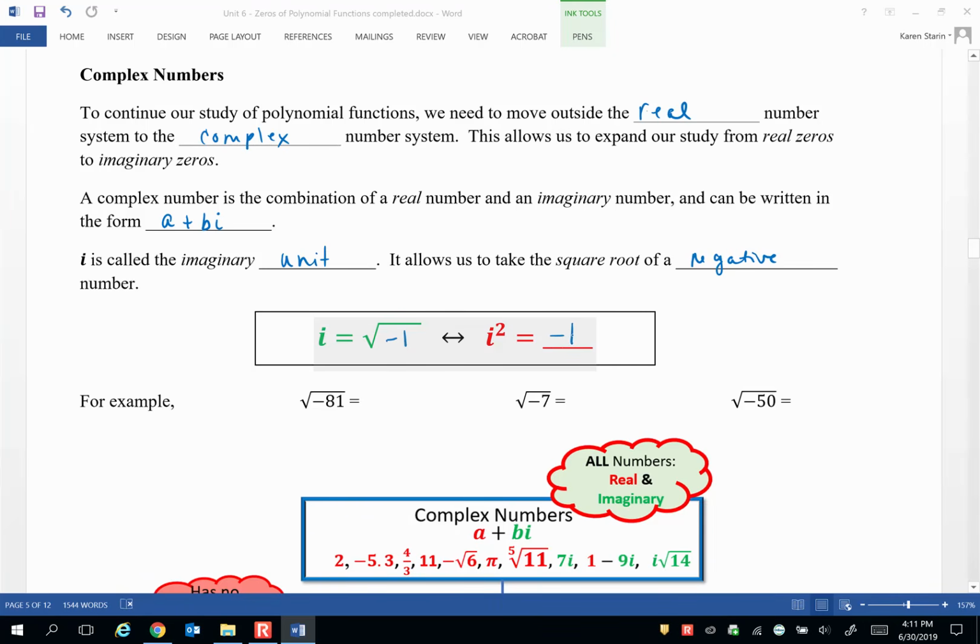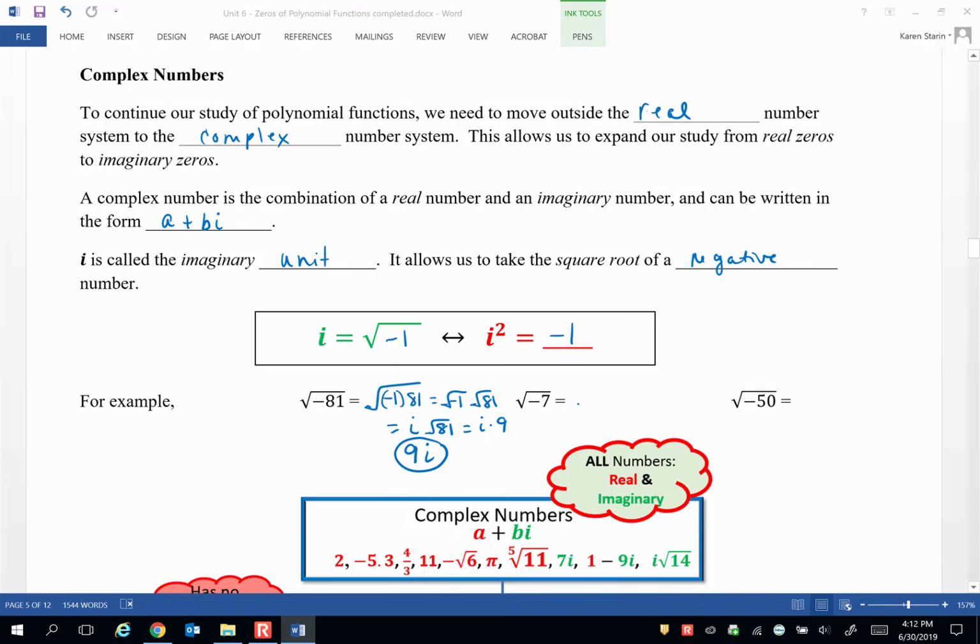So for example, the square root of -81 is the square root of -1 times 81. So that's the square root of -1 times the square root of 81. So that is i times the square root of 81. And of course we can take the square root of 81. That is i times 9. And usually we write the number in front of i and call that 9i.